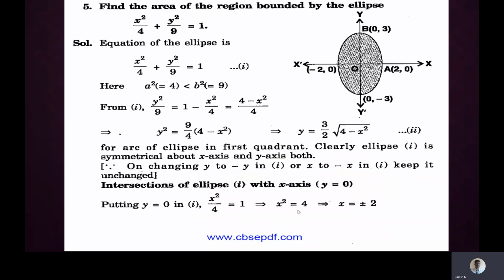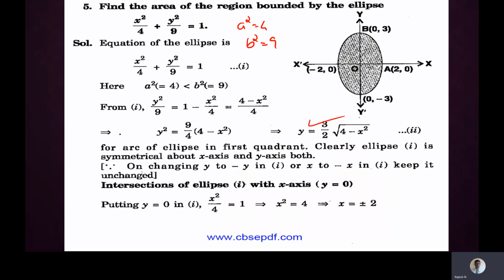And the area of the region bounded by the ellipse x squared by 4 plus y squared by 9 is equal to 1. Here you see this is the form a squared is equal to 4, b squared is equal to 9. This is what, an inverted ellipse. So here y in terms of x, y is equal to 3 by 2 into root of 4 minus x squared. So you know from here the points are minus 2, 0 to 2, 0, here 0, 3 and 0, minus 3.